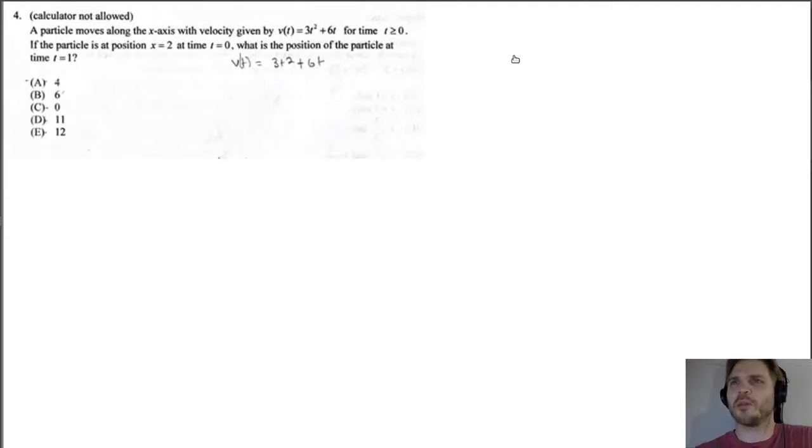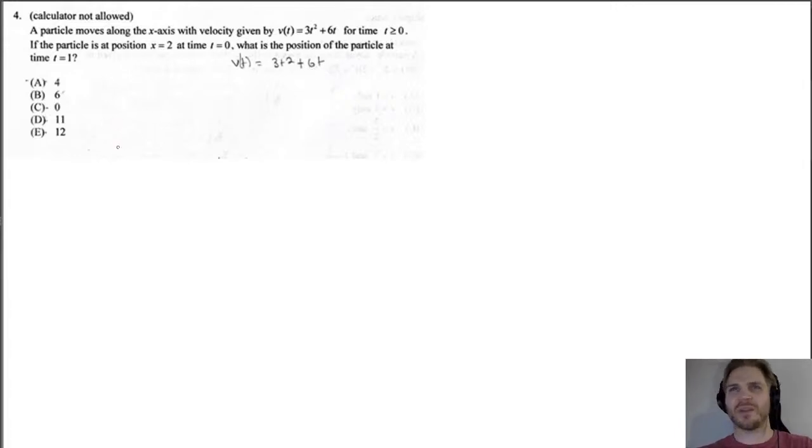Okay, a particle moves along the x-axis with velocity given by this function for time t greater than or equal to 0. If the particle is at position x equals 2 at time t equals 0, what is the position of the particle at time t equals 1? Okay. So particle moves along the x-axis with velocity given by this function.